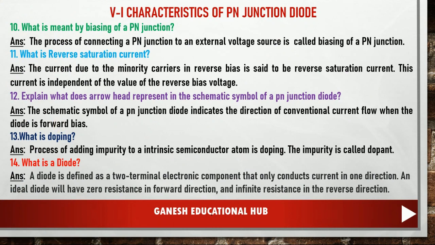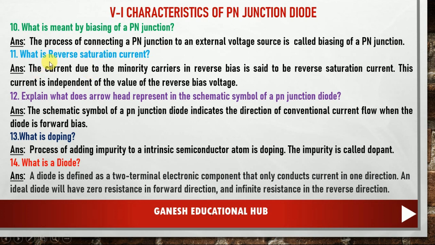Tenth question. What is meant by biasing of a PN junction? The process of connecting a PN junction to an external voltage source is called biasing of a PN junction. There are three biasings: forward bias, reverse bias, and zero bias.